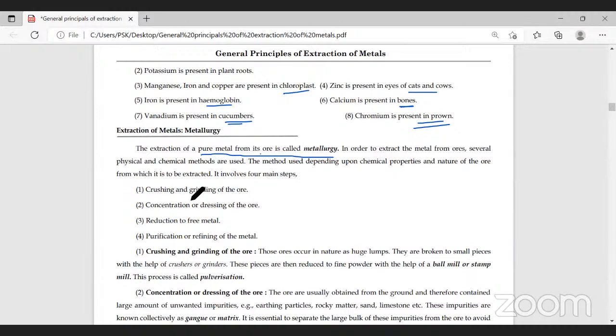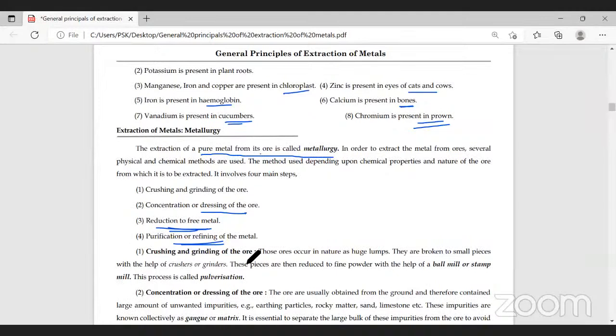There are 4 steps involved in the metallurgical process. The first one is crushing and grinding of the ore. The second one is concentration, also called dressing of the ore. The third one is reduction to free metal. And the fourth step is purification or refining. These are the 4 steps involved in the extraction of the metal.